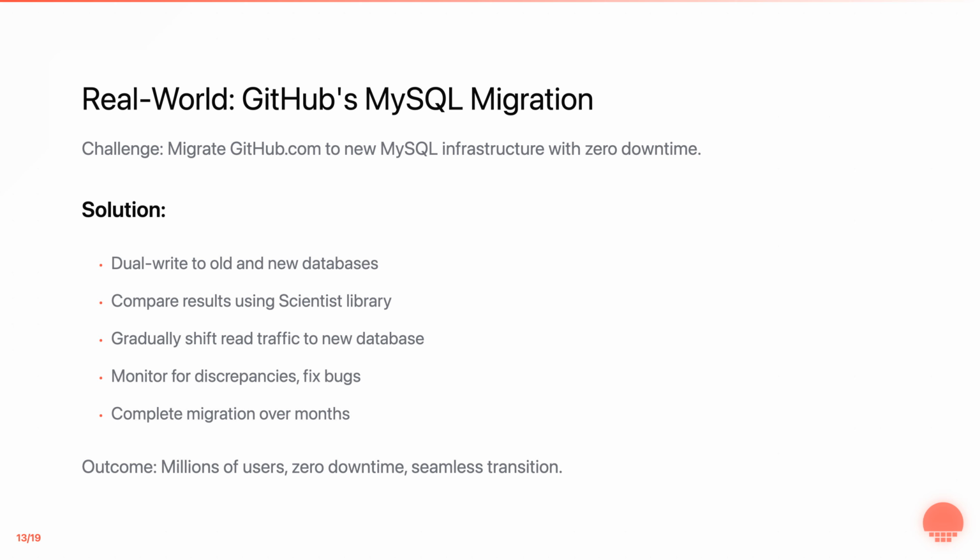Let's talk about how GitHub pulled off one of the gnarliest database migrations in recent history. They needed to move GitHub.com to entirely new MySQL infrastructure, without dropping a single request. Their approach? Dual write everything to both databases, then use their Scientist library to compare results in real time. Any discrepancy gets logged and fixed. Then, they slowly dialed up read traffic to the new system, monitoring the whole way. This took months, but millions of developers kept pushing code without ever noticing the ground shifting beneath them.